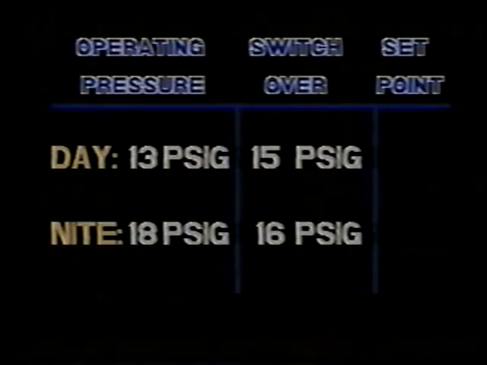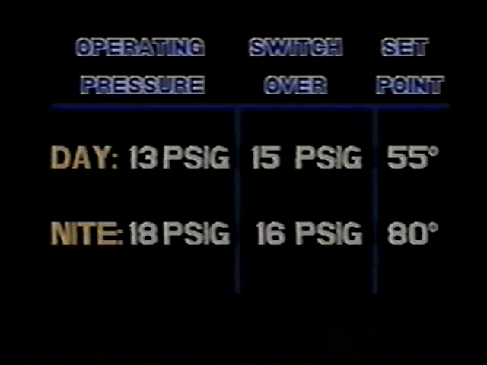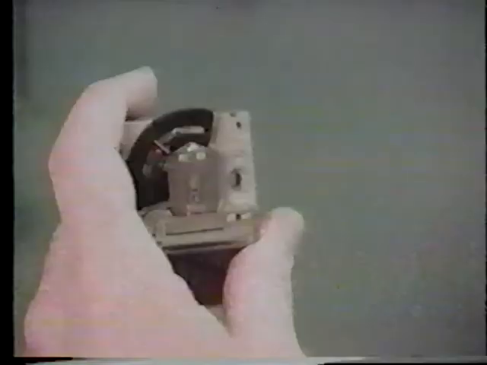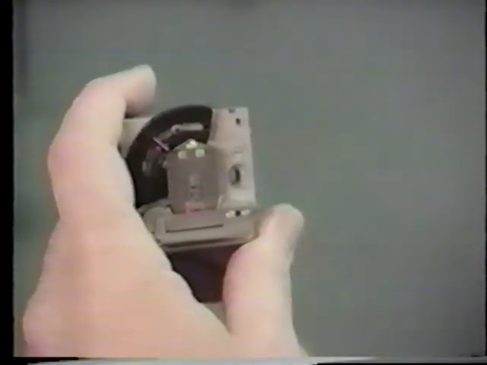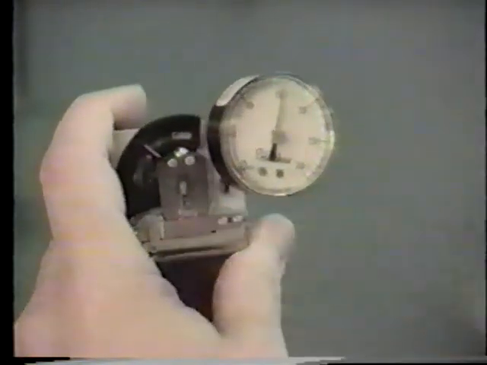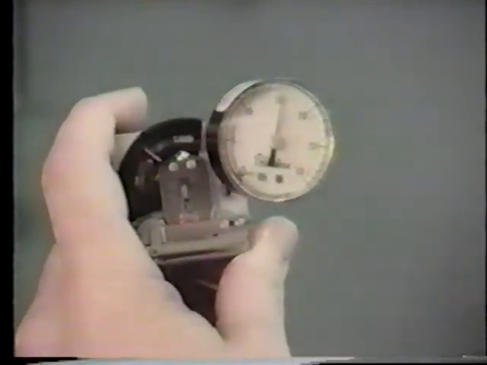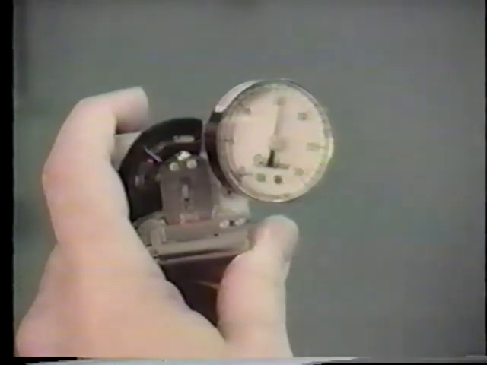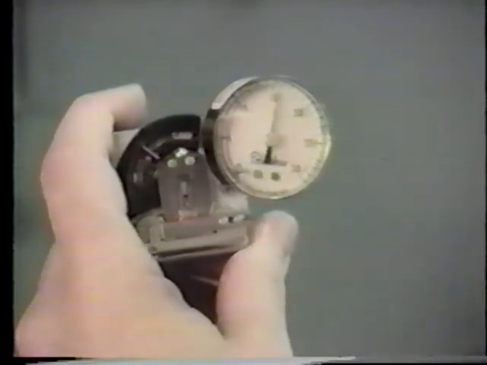Position the day set point adjustment to a setting of 55 degrees Fahrenheit and the night set point dial to 80 degrees Fahrenheit. The branch line pressure gauge or branch pressure tap should be reading approximately the main air pressure being fed to the thermostat. If not, recheck the daytime set point calibration.